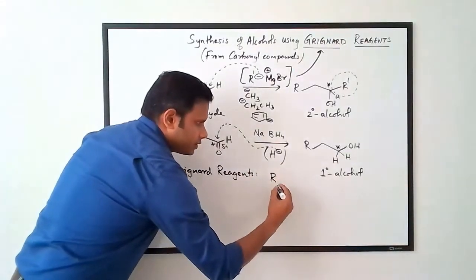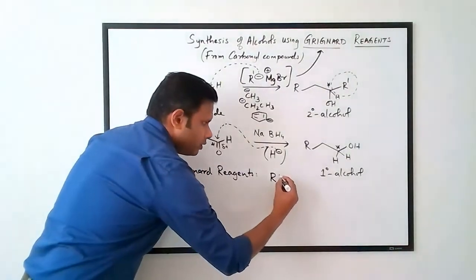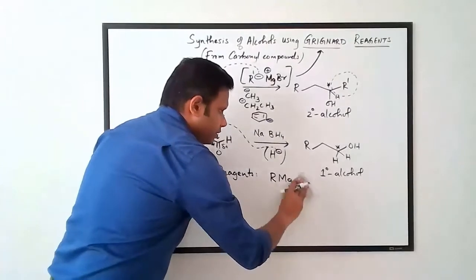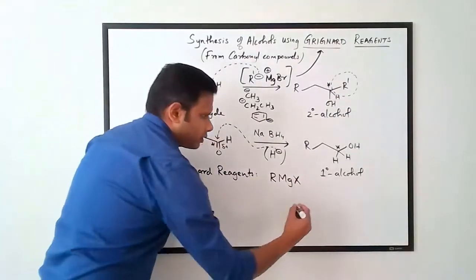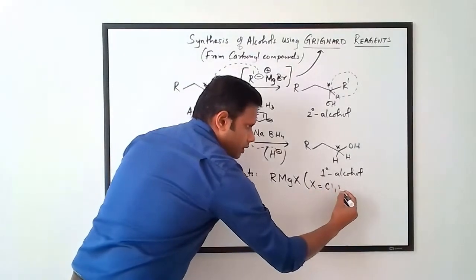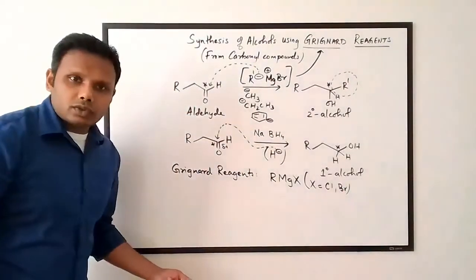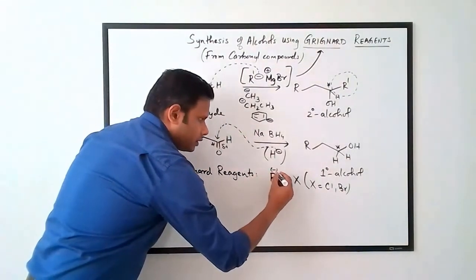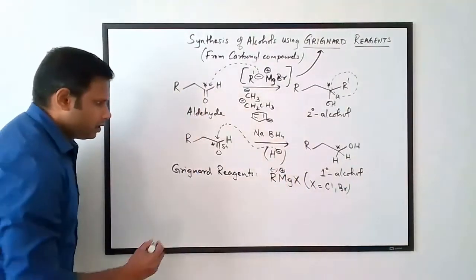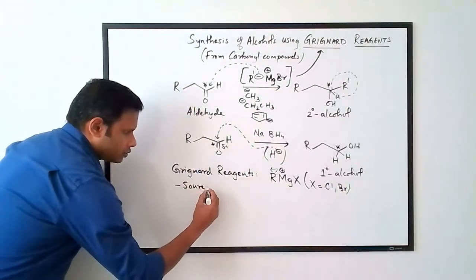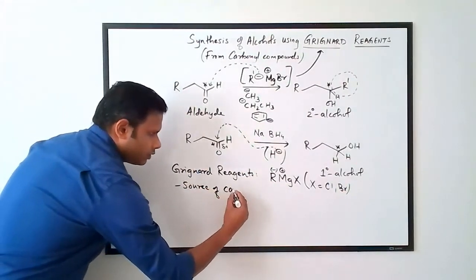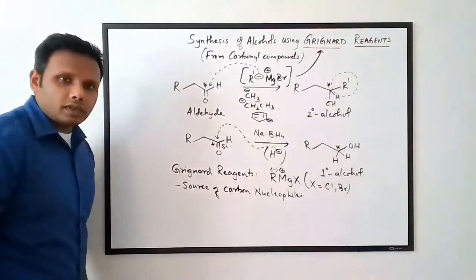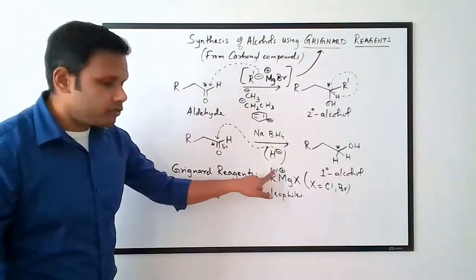So Grignard reagents are of the form R, some carbon-containing group, bonded to magnesium with a halogen. I'm putting Br there, but it doesn't have to be Br. The X is usually chlorine or bromine. Iodine is also a possibility, fluorine not so much. In this particular case, the R has a negative charge and the magnesium is positive. So a Grignard reagent is a source of carbon nucleophiles, carbon with a negative charge.